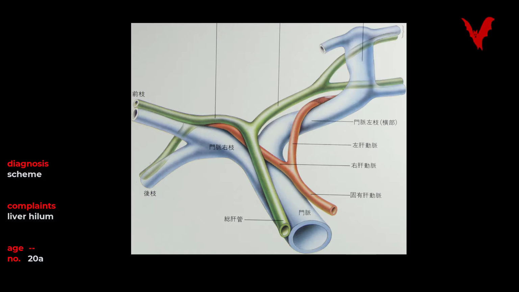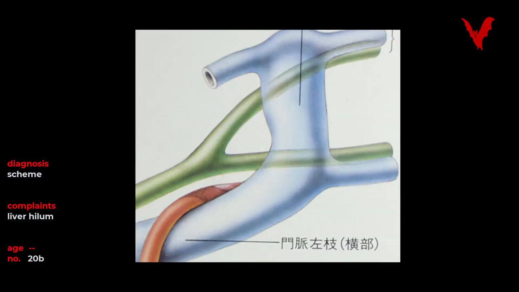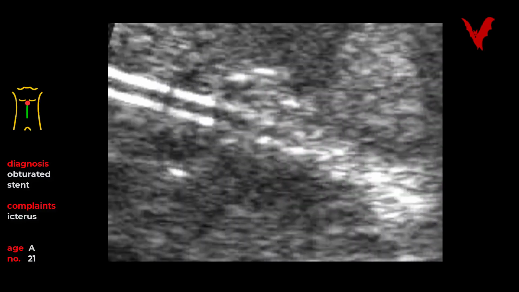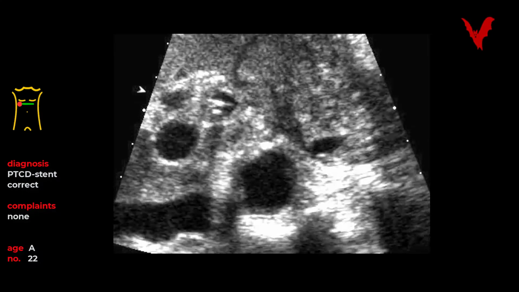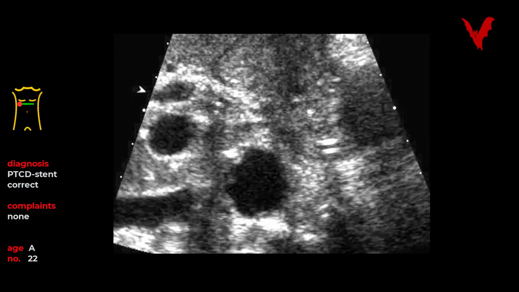Scheme with more detail of left liver lobe in the small figure. You can see the coordination of bile duct branches and of portal vein branches. Exchange is needed, exchange of the stent as indicated by the obturating masses. Correct position and function of a PTCD stent.